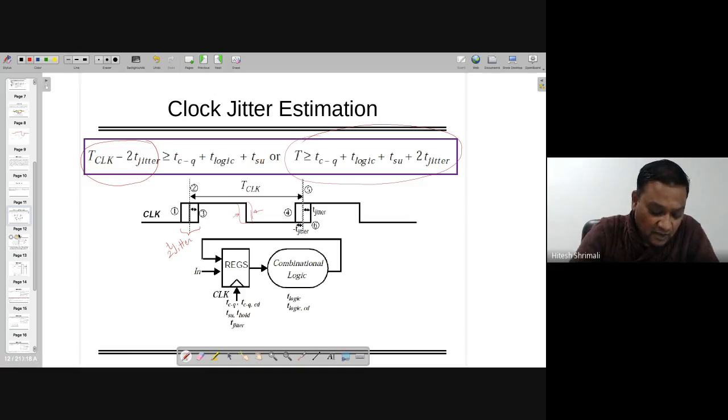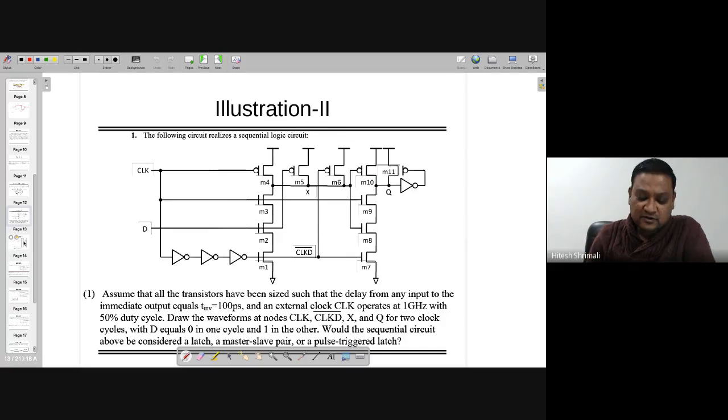Now, I have taken these two examples from the solved examples of Rabaey, so you can follow that. Here you can see that there is one circuit which is already given in chapter number 7. I don't know whether you remember it or not, but this is the figure from there. There are the following things: one is the input D, one is clock, one is clock bar, but clock bar is actually derived from 3 inverters.